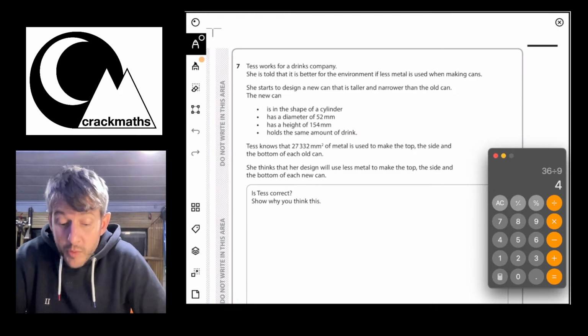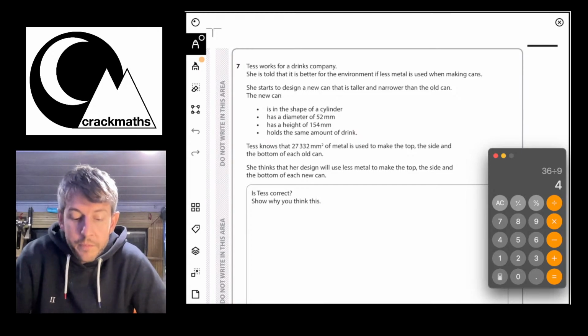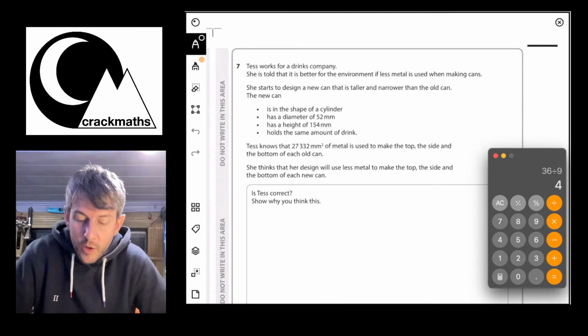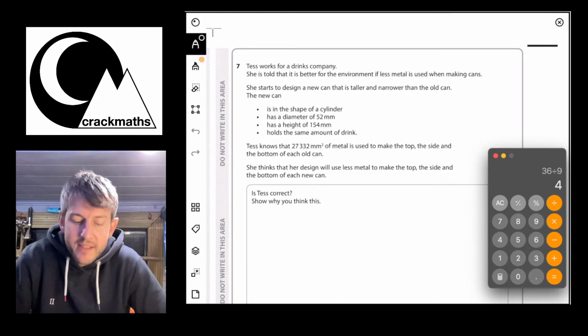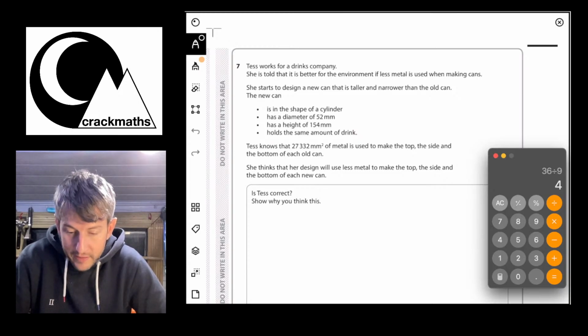Tess knows that 27,332 millimeters squared of metal is used to make the top, the side, and the bottom of each old can. She thinks that her new design will use less metal to make the top, the side, and bottom of each new can. Is Tess correct?